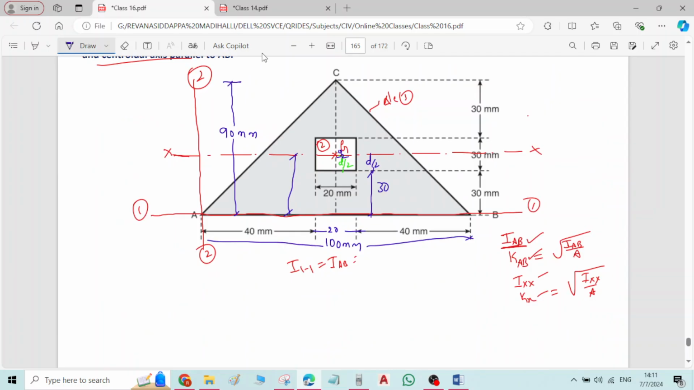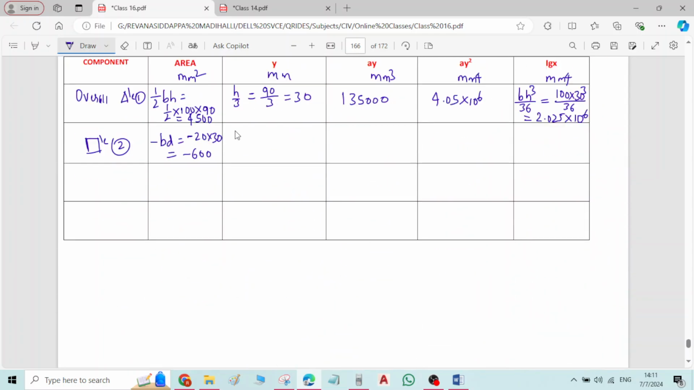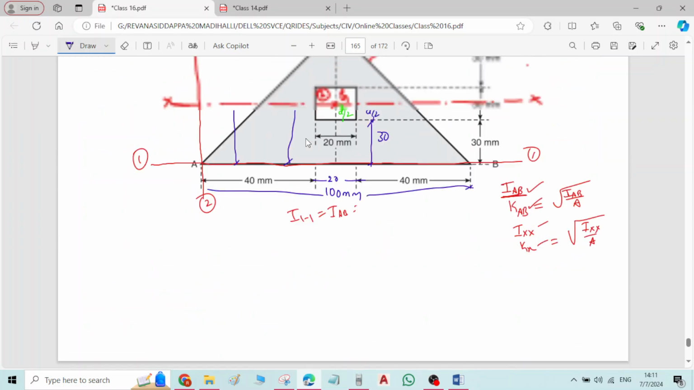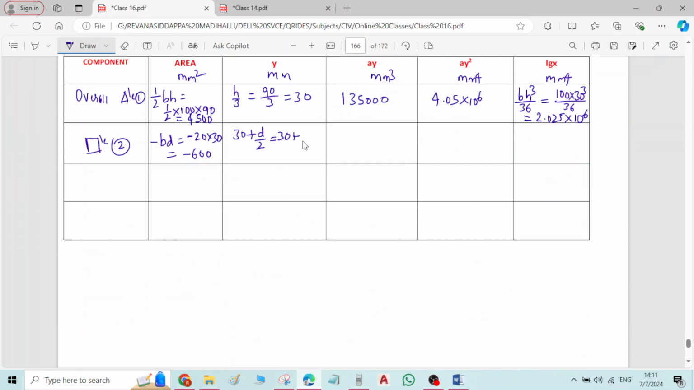So I will use the same formula here. 30 plus d by 2. 30 plus depth of rectangle, which is also 30 mm, by 2. The answer is 45 mm. AY is minus 27,000. AY square is minus 1.215 into 10 power 6.